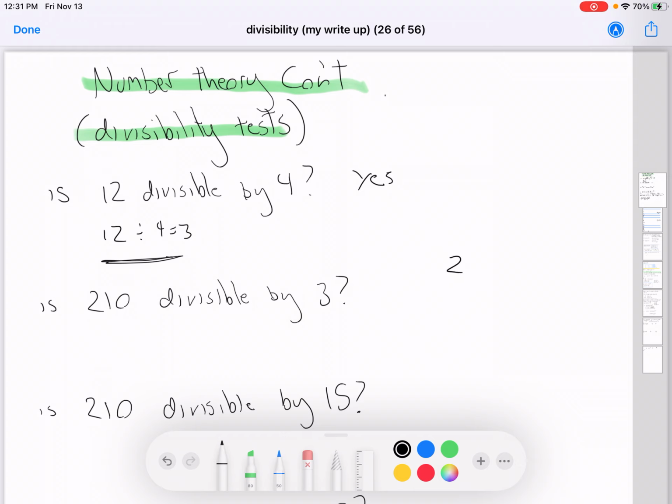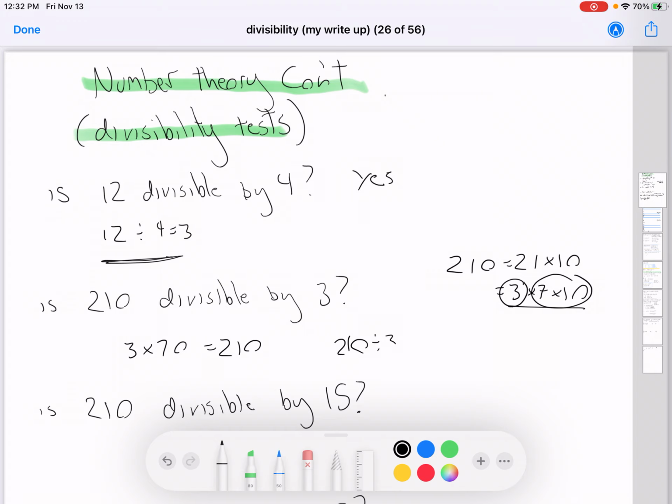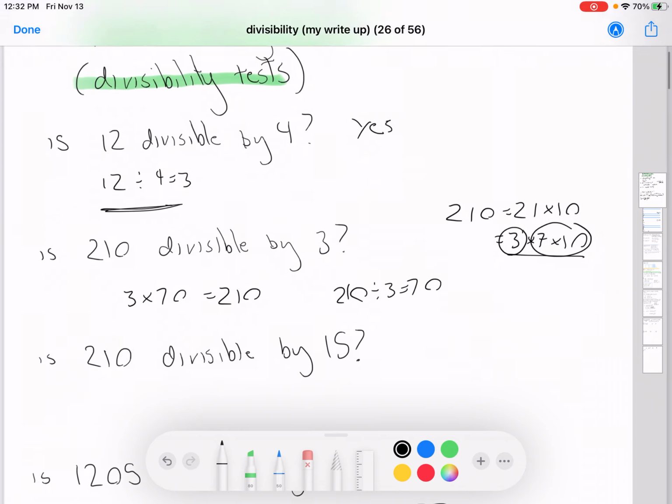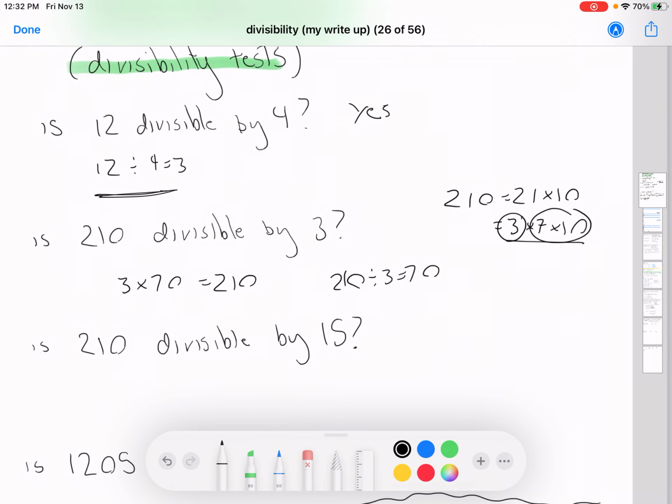So, I know that 210, I can write that as 21 times 10, and I know that 21 I can write as 3 times 7. So 3 times 7 times 10 is 210. So is it divisible by 3? Yes. And specifically, I know that 3 times 70 is equal to 210, or that 210 divided by 3 must then equal 70.